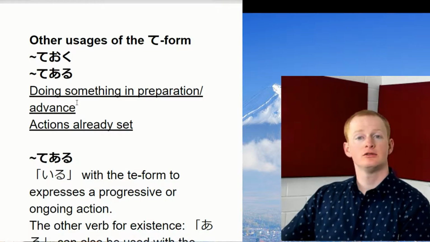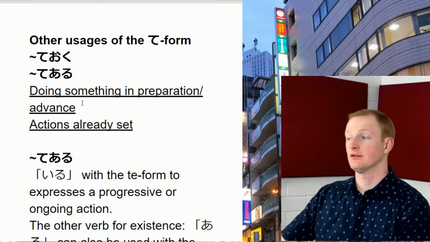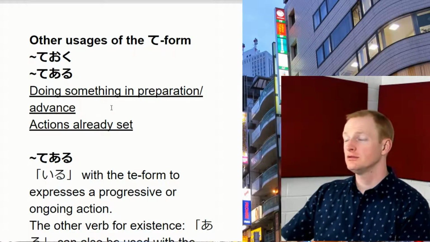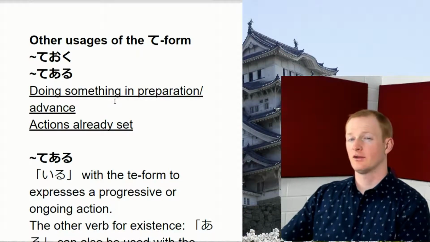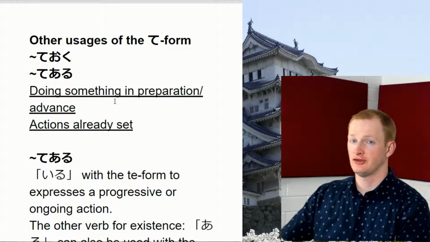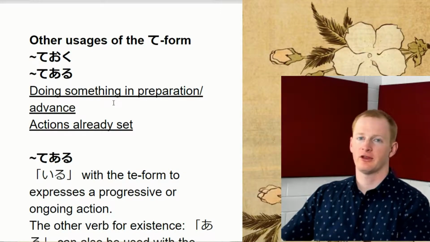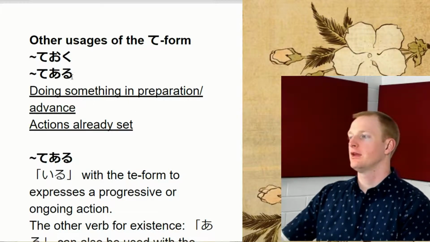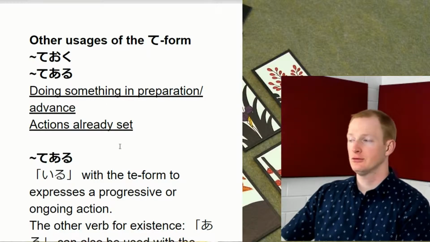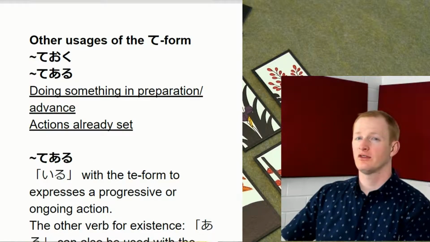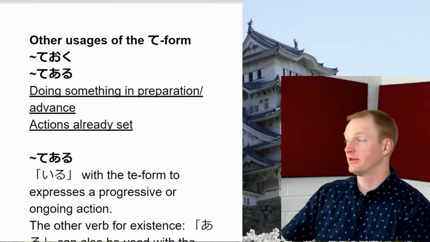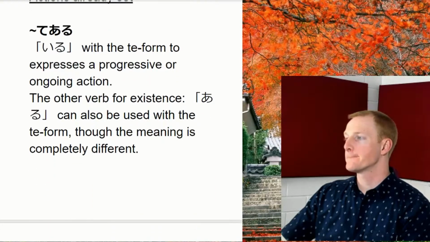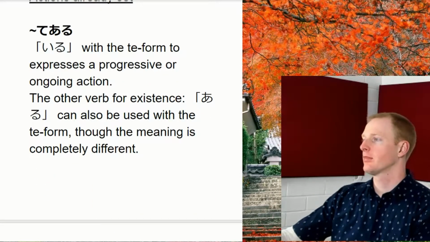Okay, so te-oku and te-aru, what do they do? Well, te-oku, it's when we're kind of doing something in advance, all right? So we're kind of preparing something for the future, doing something now so that it's ready for the future. When we have te followed by aru, we're kind of talking about actions that have already been set or already prepared ahead of time. So we've already done something and we're kind of telling people that we've done it. All right, but let's start with te-aru.